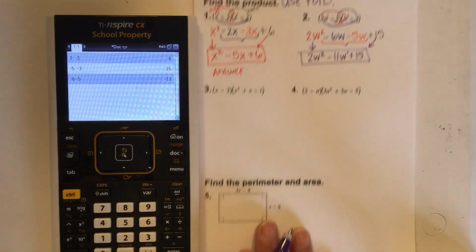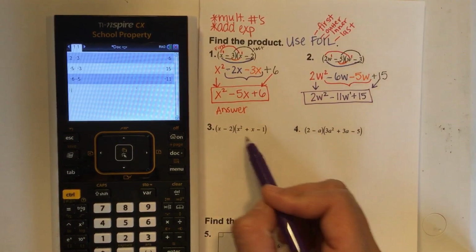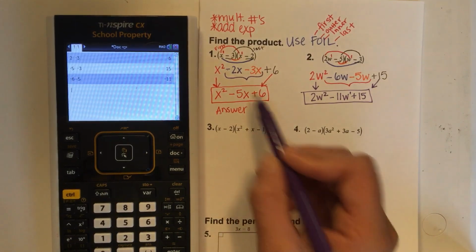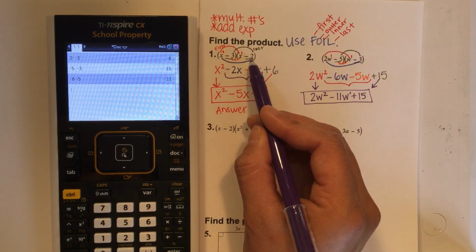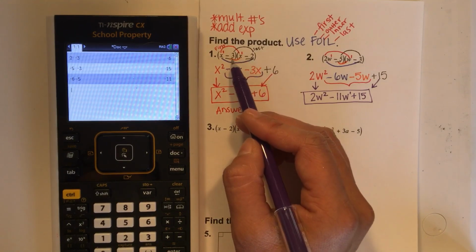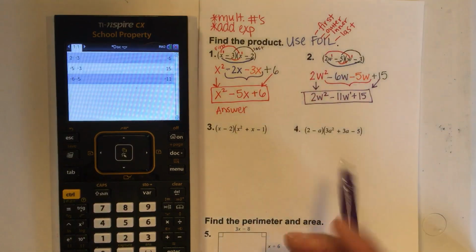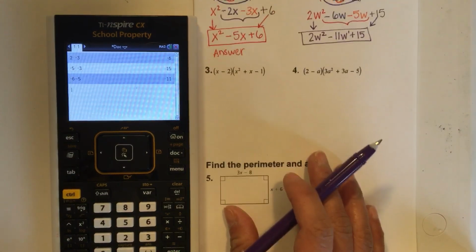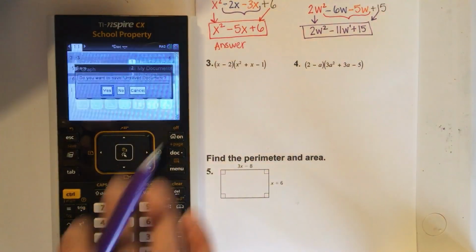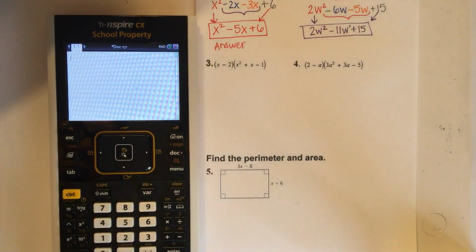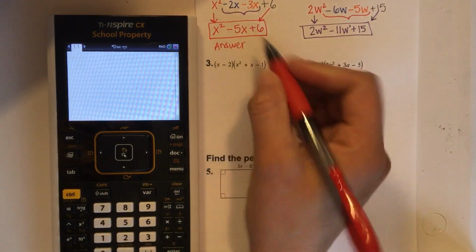Okay, number 3. Now the difference between 1 and 2 to 3 and 4 is now there's 3 terms. So we went from the first, and then we went back to the first and multiplied the last ones. Then we took the inner, and then we multiplied that last one. So you're going to do the same type of idea here. So on number 3, first we're going to take x, and you're going to multiply it with each term inside the parentheses.